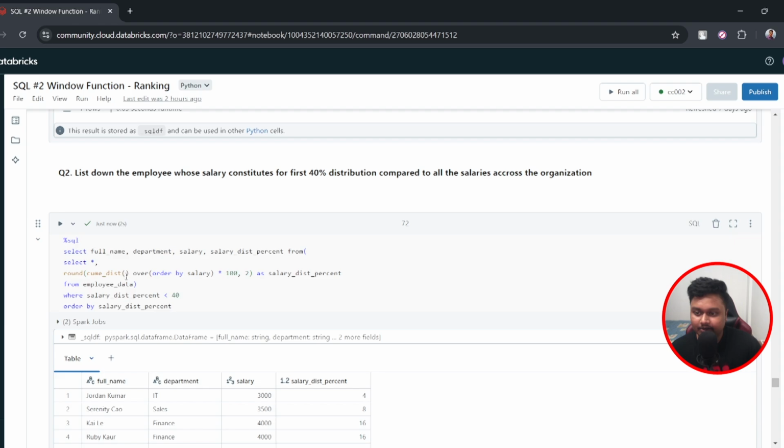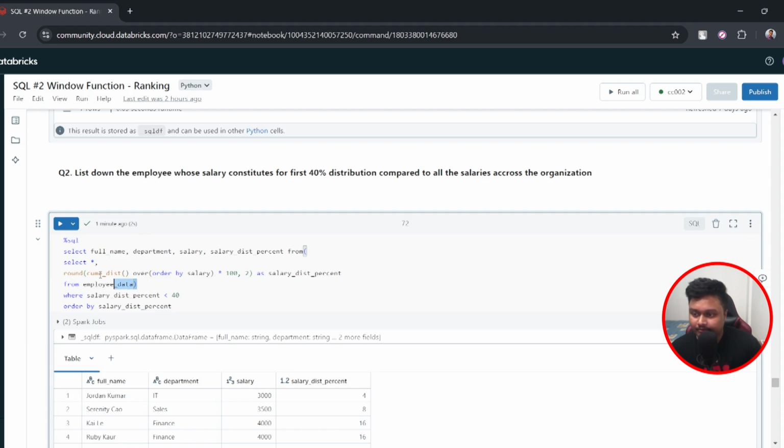I have written an inner query first. What I've taken is the round of cum dist, and here I've not mentioned any partition because we're checking across the organization. So over order by salary, in ascending order, and I'm multiplying by 100 so that I can get the percentage value. Finally, I'm rounding off to 2 decimal places. I'm naming this column salary dist percent.